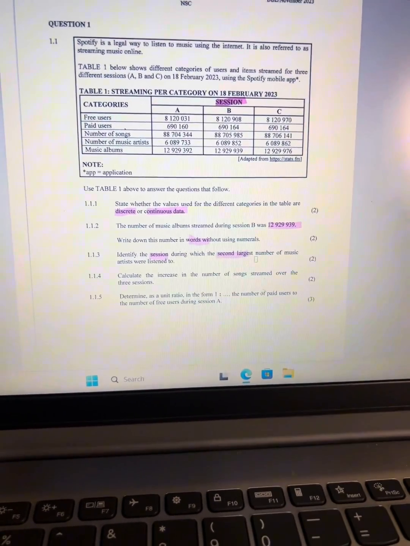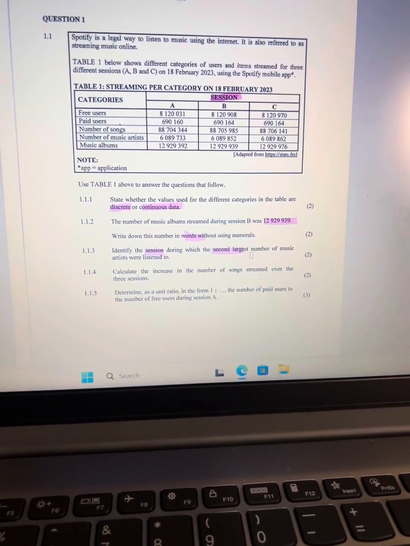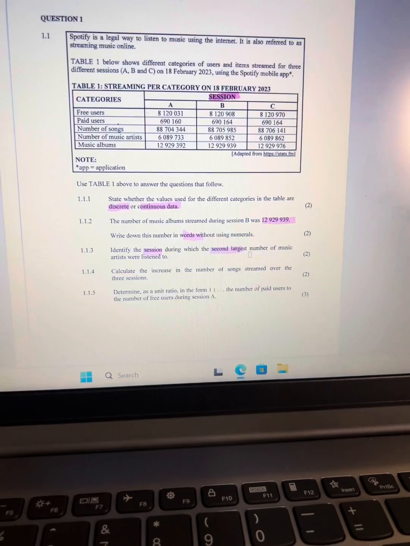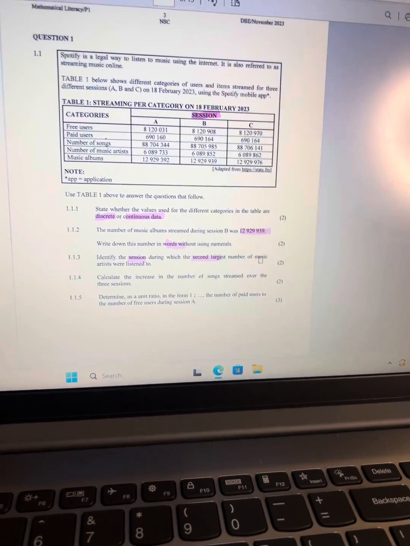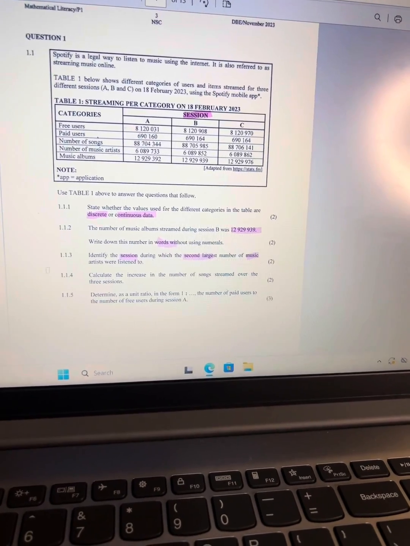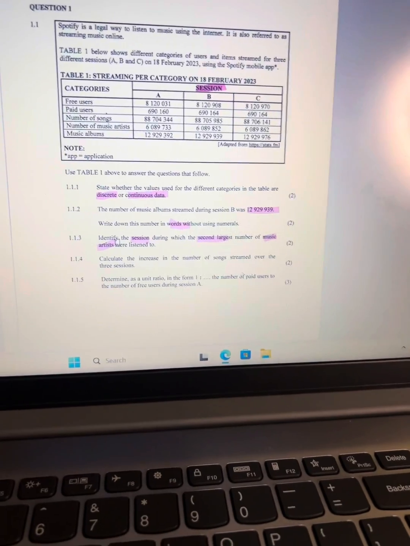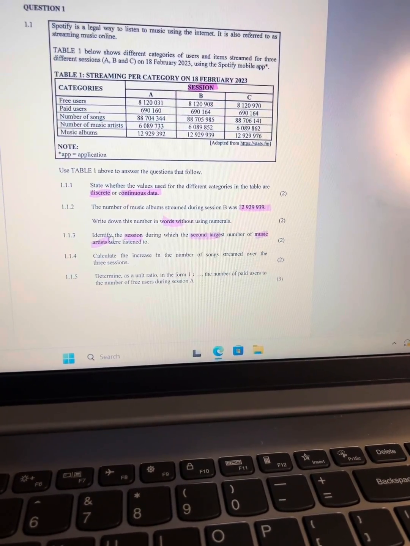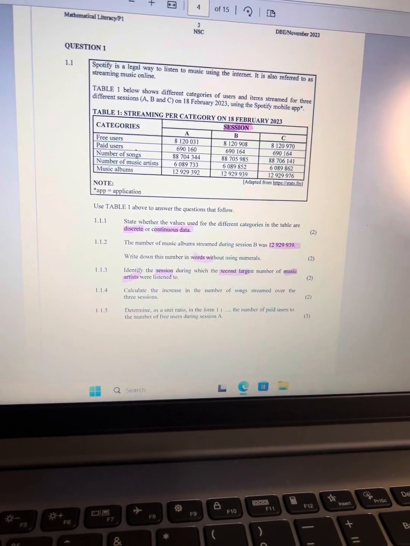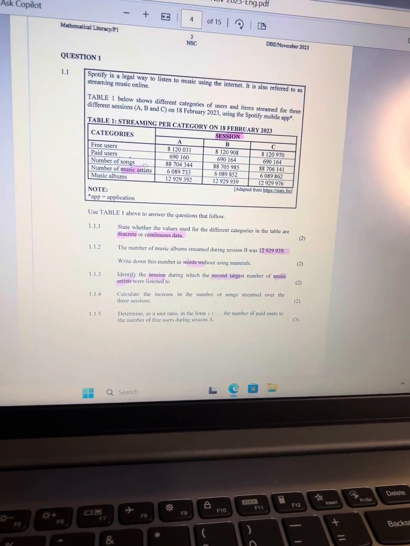They said the second largest number. They're not talking about the largest number, but the number which is following the largest number of what? Of the music artist. Meaning that we're going to focus on the category of the music artist from the three different sessions. Yes, the music artist.